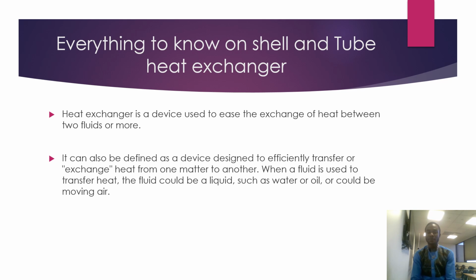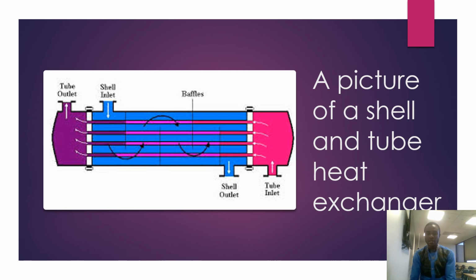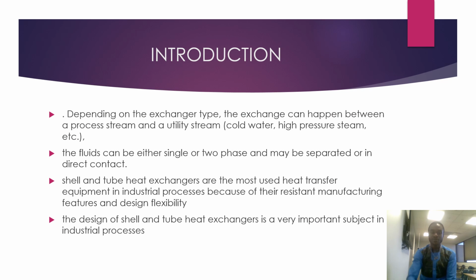Well, like I said before, a heat exchanger is a device used to exchange heat between two fluids or more. Here we have a picture of a simple shell and tube heat exchanger. Here is another one. We have the tube outlet, we have the shell inlet, we have the baffles, we have the shell outlet, and the tube inlet. Those are for the inlet temperature and the outlet temperature of the fluid, because one fluid goes into the tube and another one goes through the space around it.